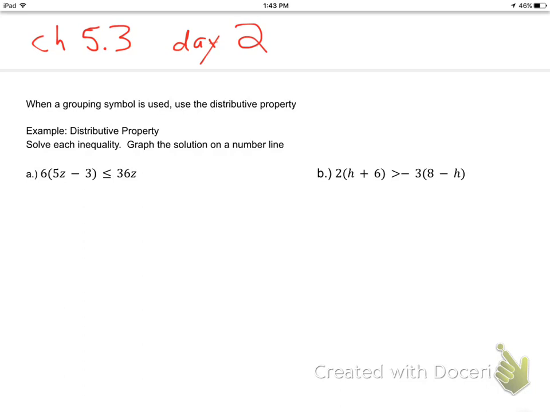Notice that there is one group of parentheses on the left-hand side. So I need to take the 6 and distribute it in. So what's 6 times 5z? 30z. What's 6 times negative 3? Negative 18. Leaving 36z alone, yes?